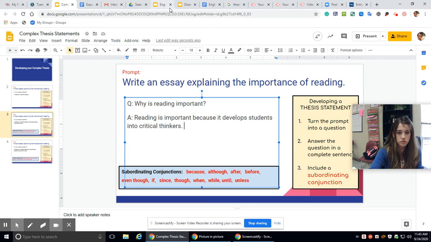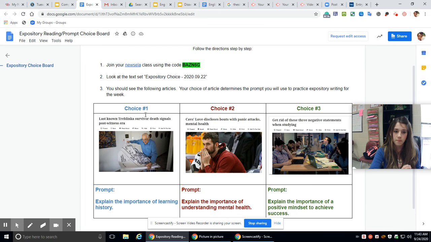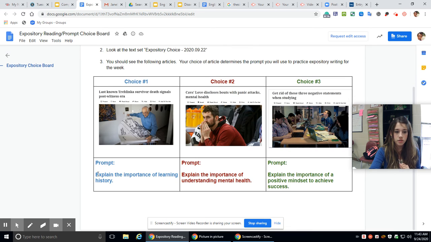What you're going to do now is actually practice writing a thesis statement just like this. You're going to go through this process, but your prompt is going to be based off of the choice reading that you did on Monday. So either you chose option 1, this article here, 2 or 3, you will see your prompt down here. So again, guys, whichever one you chose, you're going to go through the same process, turn it into a question, answer the question, make sure you have a subordinating conjunction and that you have revised.